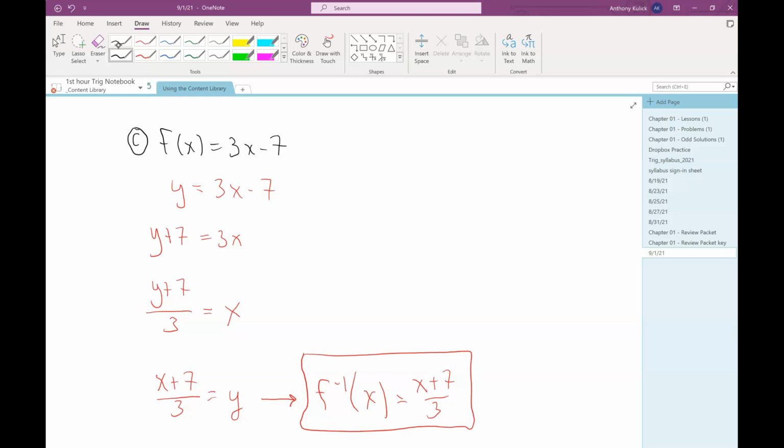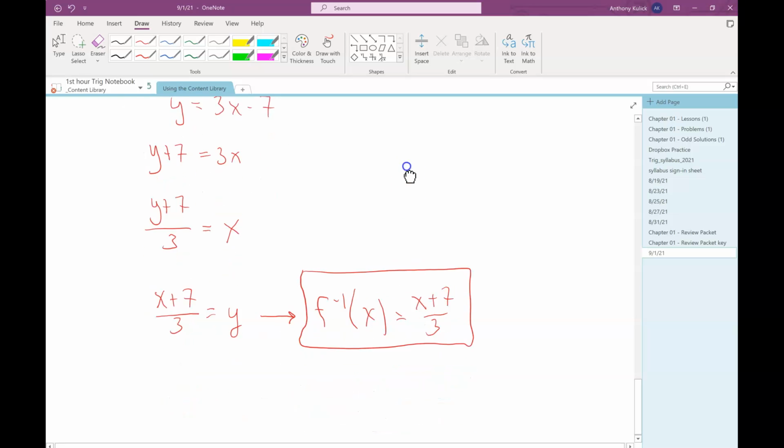Relatively easy process. That process stays the same regardless of what the equation looks like. The only thing that might change is the algebra steps we use to get the x by itself, depending on what we have there. Now keep in mind, to check to see if these two things are inverses, we can do that.